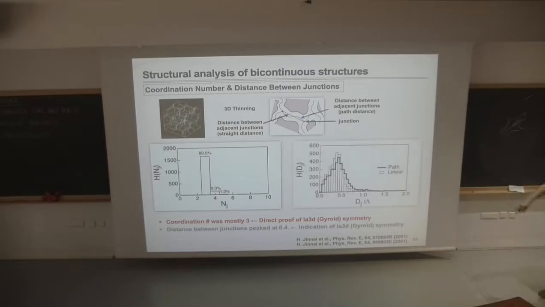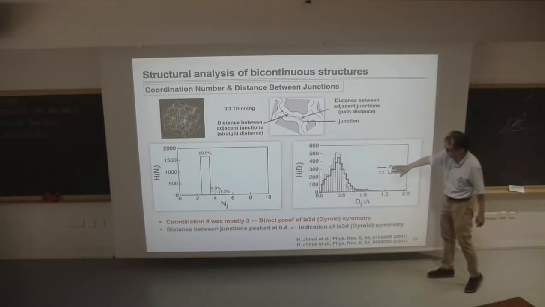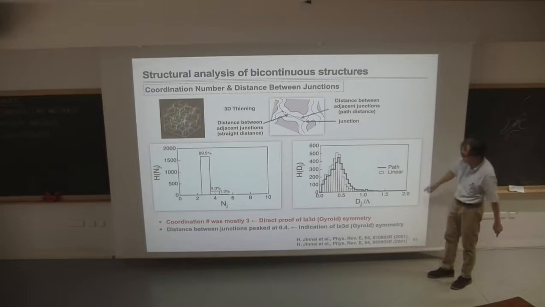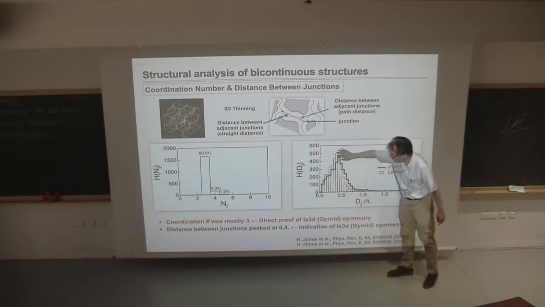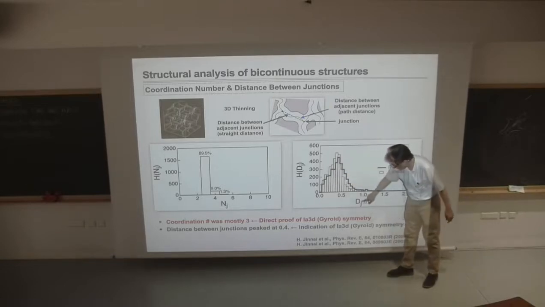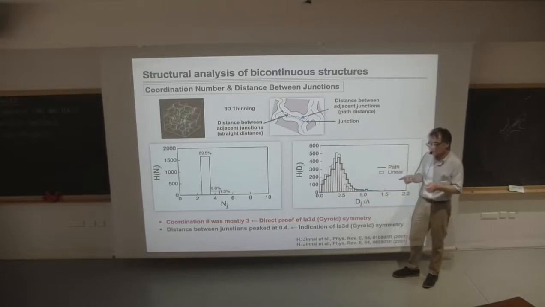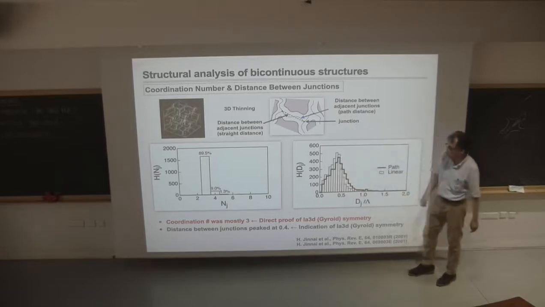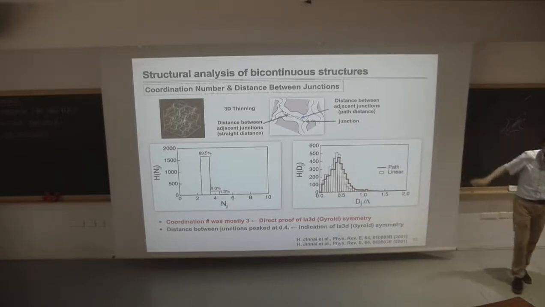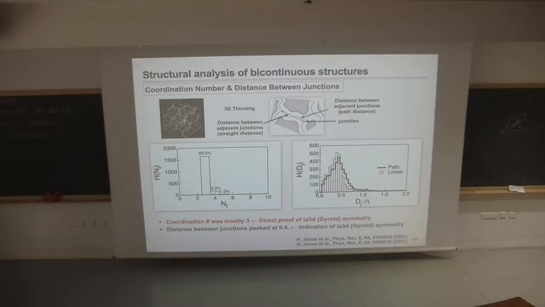Okay, and this is the histogram of the junction distance. And then this is path distance, and this is linear distance. That's a direct distance, and both of them have a peak somewhere here. And this distance is normalized by the cell edge. So this peak position at about 0.3 something or 0.4, that also corresponds to the gyroid structure too. So we know it's a gyroid.